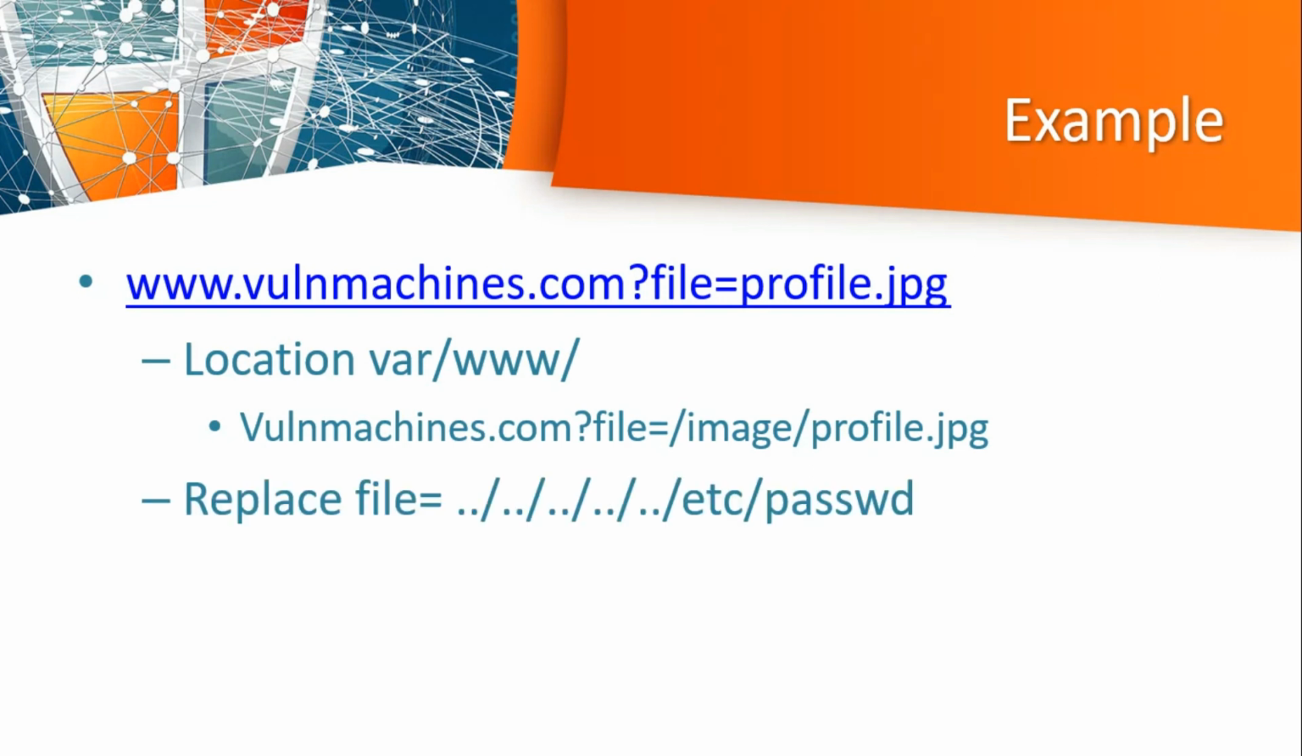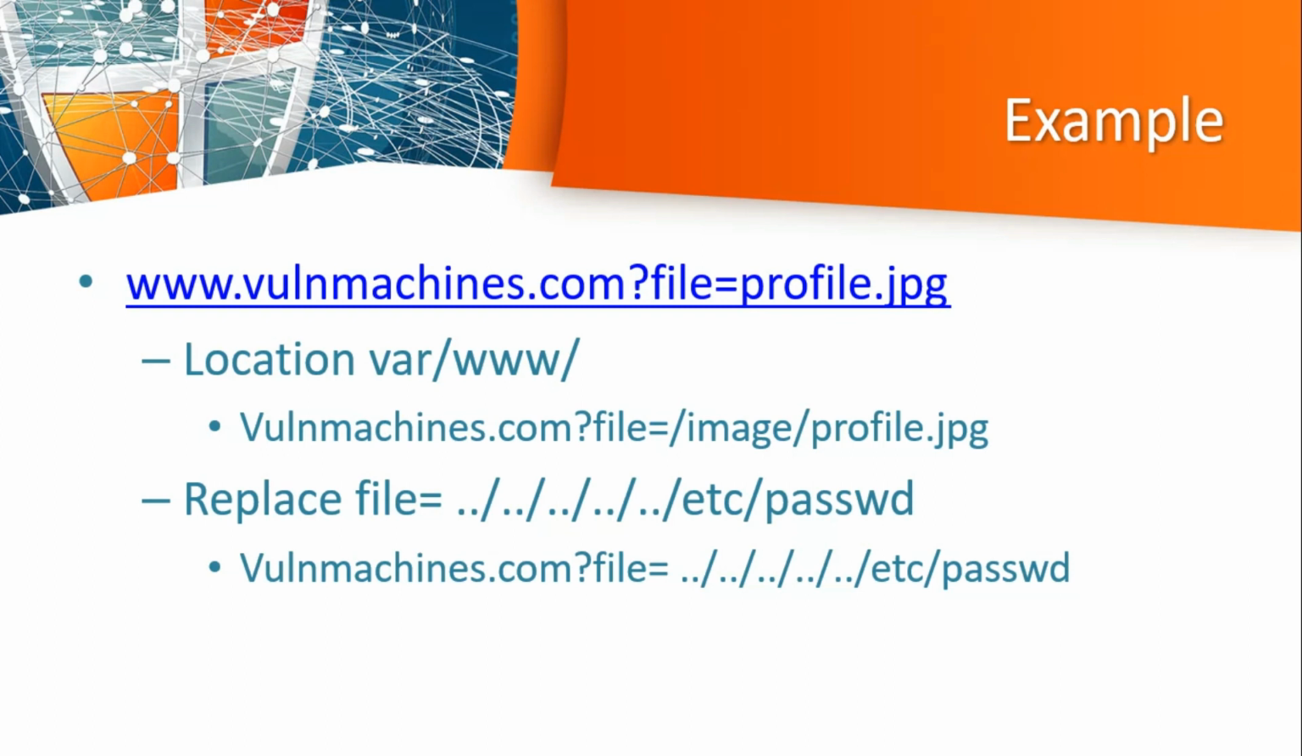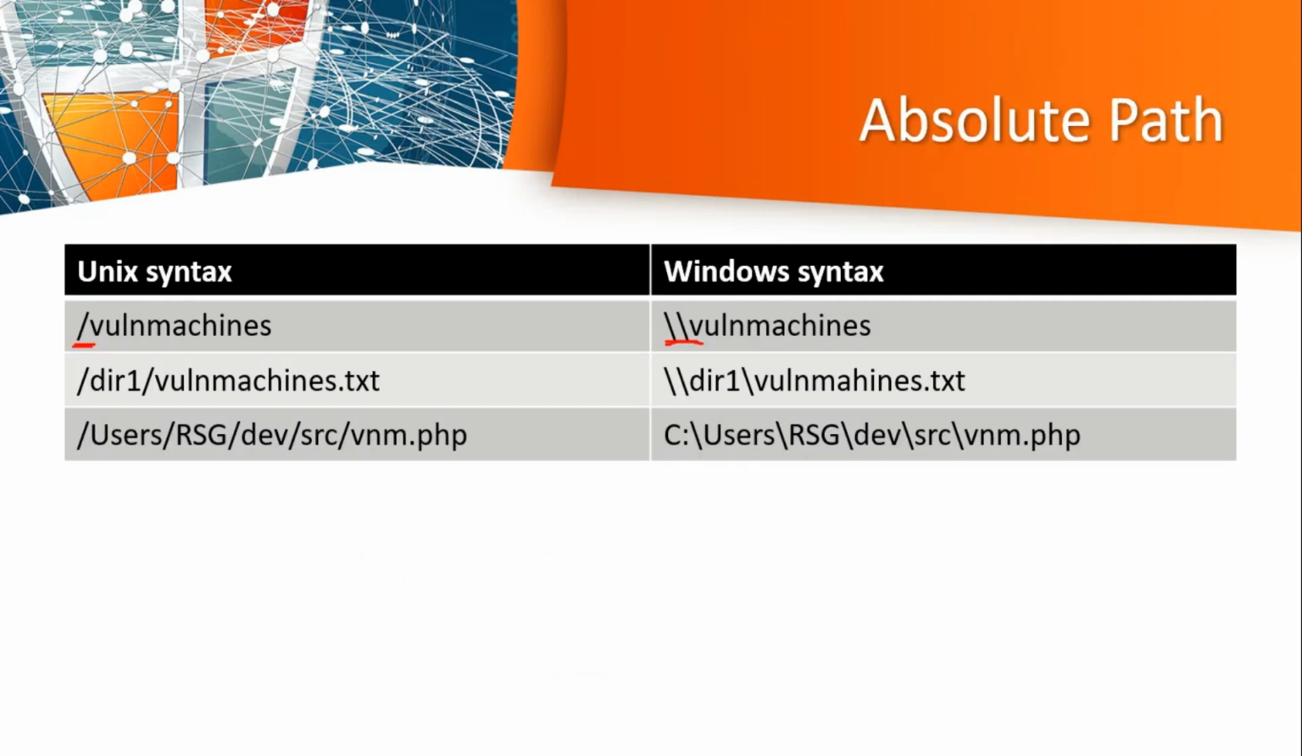Now I am replacing file=image/profile.jpg and traversing to the /etc/passwd file. So in the backend, the request will look something like this: vulmachines.com?file=/etc/passwd. If I am able to read the /etc/passwd file, then it is vulnerable to directory traversal or path traversal vulnerability. Now let's understand the path in Unix systems and Windows systems.